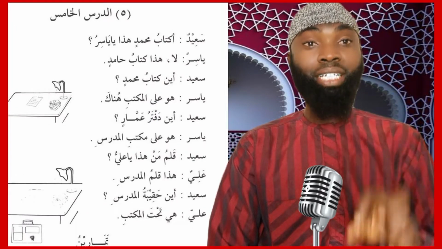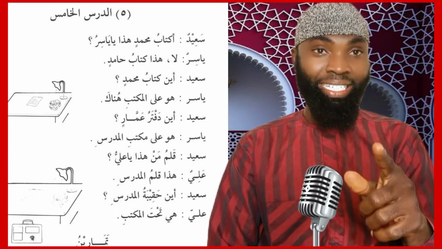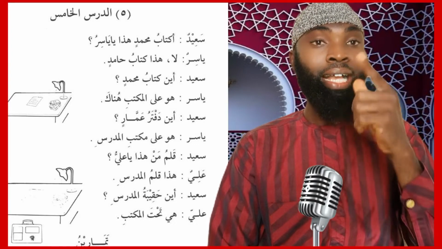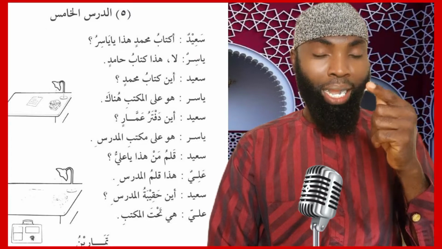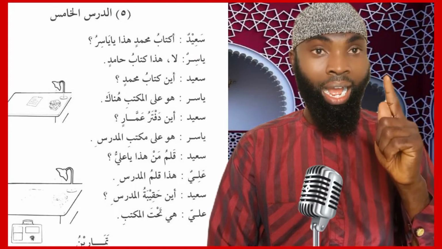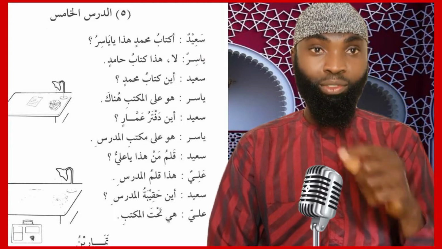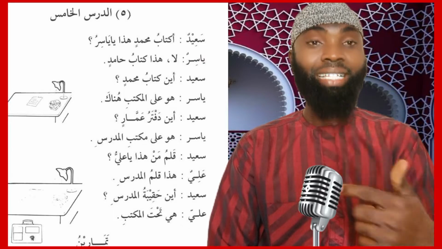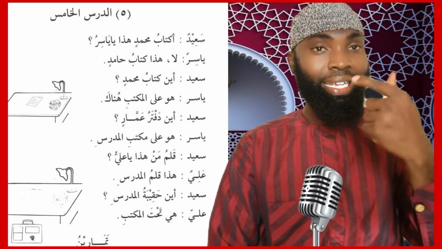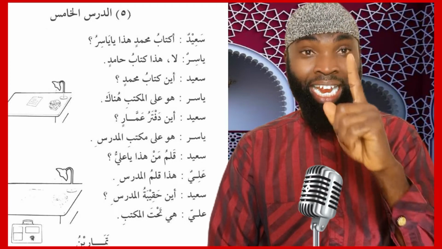This is going to be a conversation between Sa'idun and Yasirun. Sa'idun begins the conversation. He says, Akitabu Muhammadin hadha ya Yasiru? We said it earlier that this hamza we see previously, the hamza a, is an interrogative article. We use this to interrogate people. Akitabu Muhammadin hadha, is this Muhammad's book? Ya Yasir, oh Yasir.